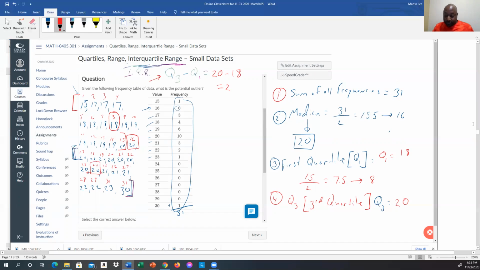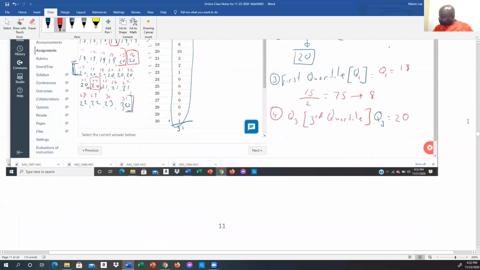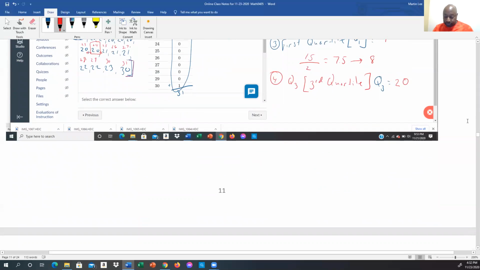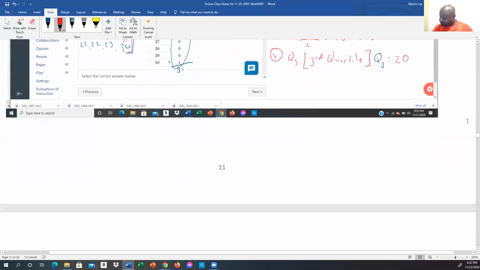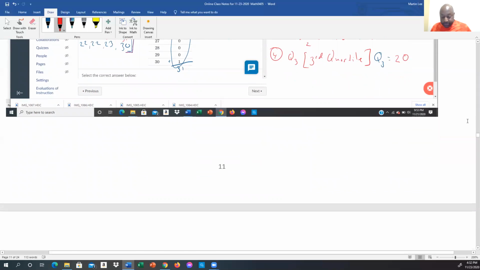And then we're still moving forward. We will get to calculating the possible outliers, but we first had to identify the median for the whole data set, and once you had the median, you had to calculate Q1 and then Q3. So the next thing is, I want to write this down.